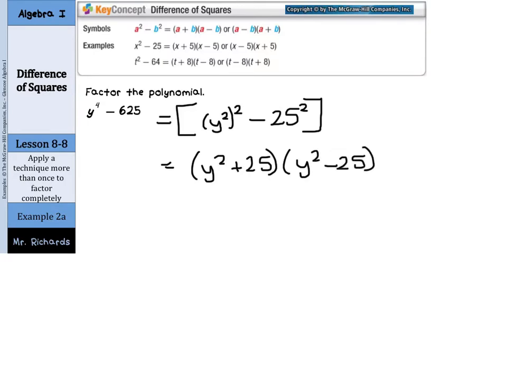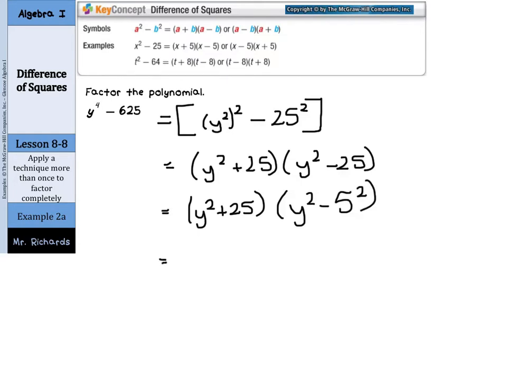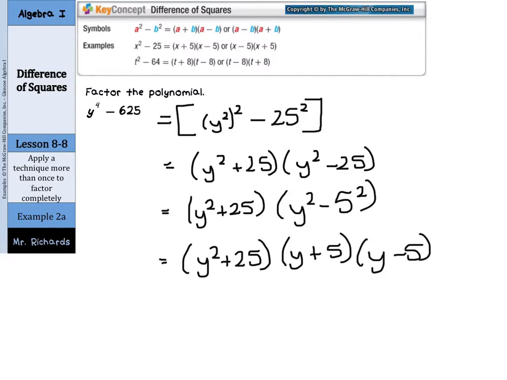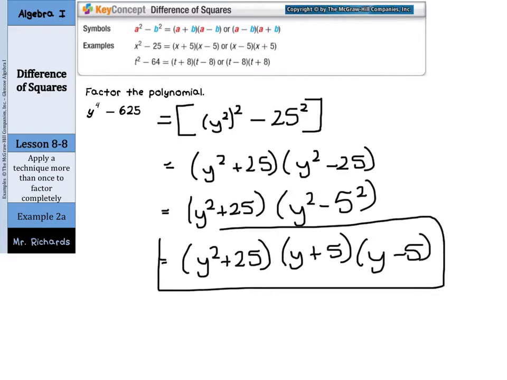Now notice how we're not done yet. We can still factor this even more. Now we keep this y squared plus 25, as this technique is called difference of squares, and we cannot factor that out yet. This y squared minus 25, let's rewrite that as y squared minus 5 squared. So to finish this up, we keep the y squared plus 25, and then our y squared minus 5 squared is y plus 5 times y minus 5. And that is my factored solution.